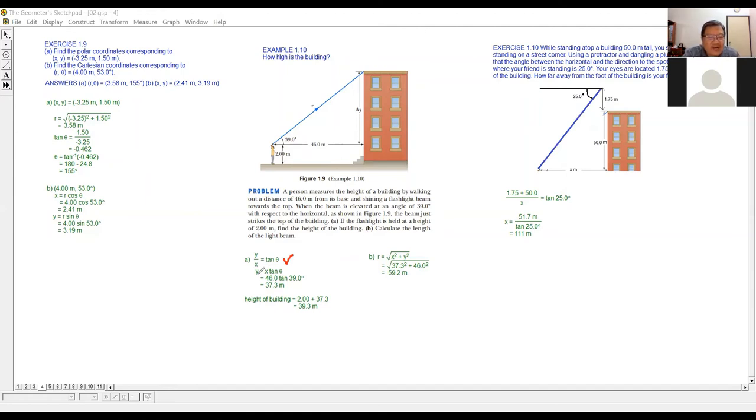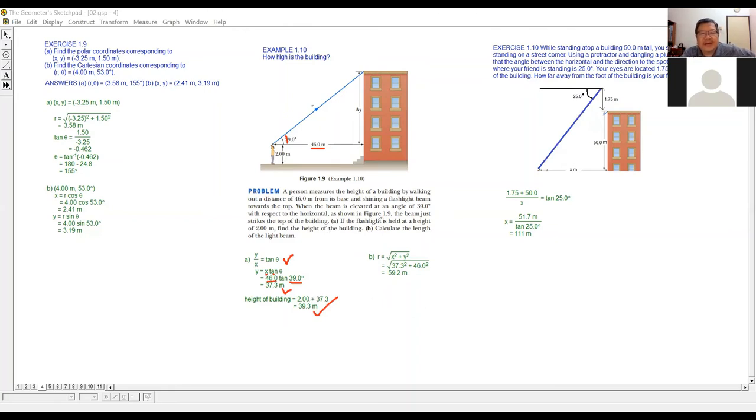So y, we just leave it as y. Then the x you bring over to the other side. So y equals x tangent theta. And how much is the x? This is the x. So the x is 46. How much is the theta? The theta here is 39 degrees. So using your calculator, you can find out the delta y, the y. But this is not the height of the building. The height of the building, you have to include the height of this man here. So it's plus 2. You have to add the height of the man.